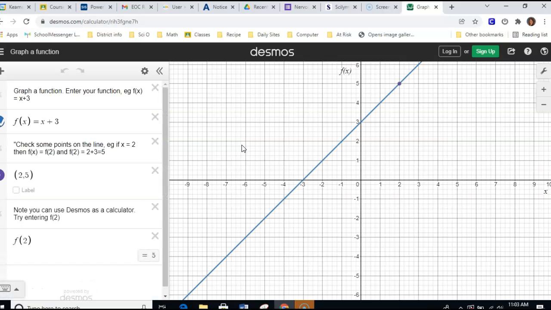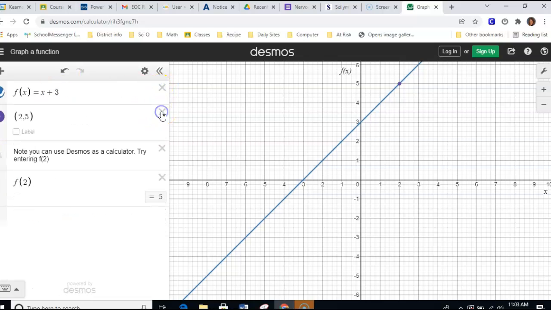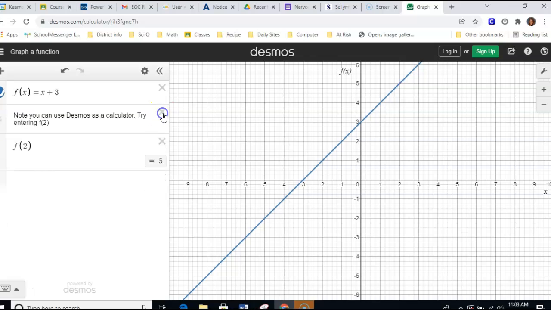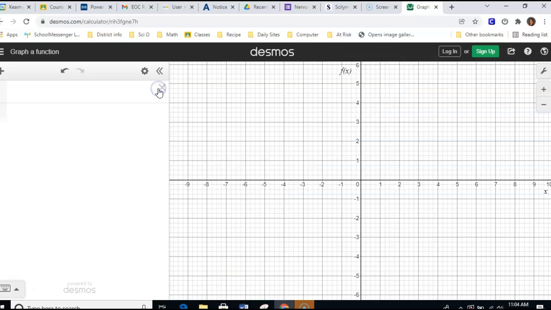So once it pulls up, I'll get rid of these. Out, out, out, out. This was some sort of a lesson, but I'm just getting out of it.